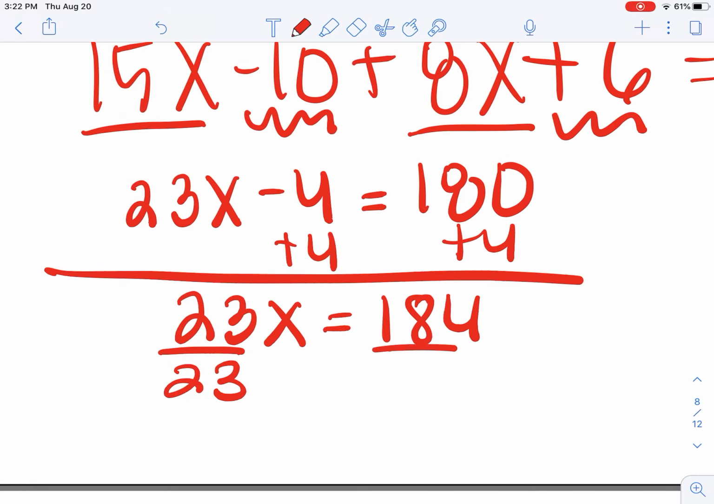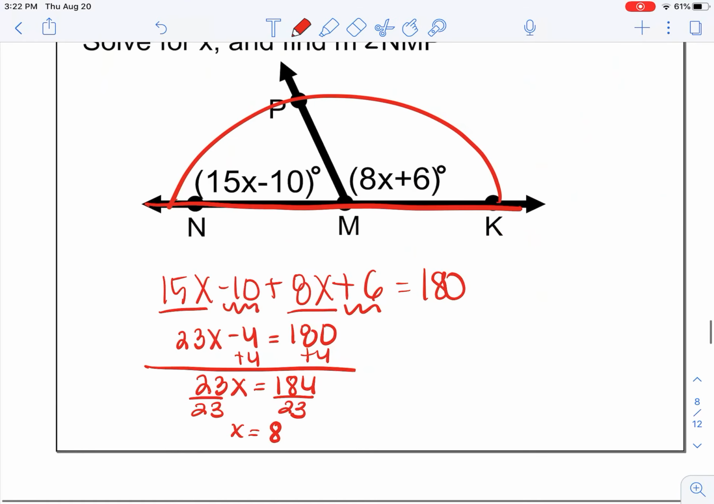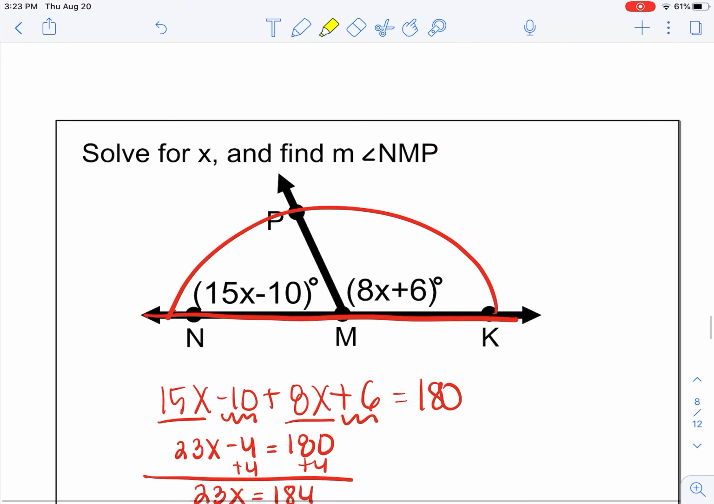Divide both sides by 23. Hopefully you have a calculator handy when you're doing these. 184 divided by 23 is 8. Okay, did they ask me for x? No. It says find the measure of angle NMP. NMP is this angle right here. So now I have to plug it into there.